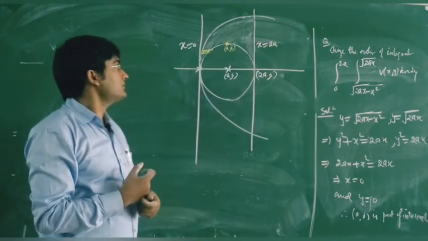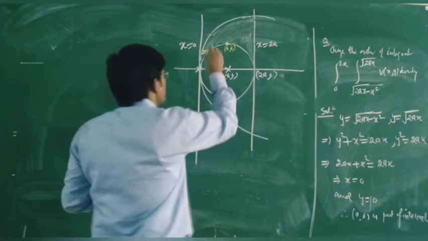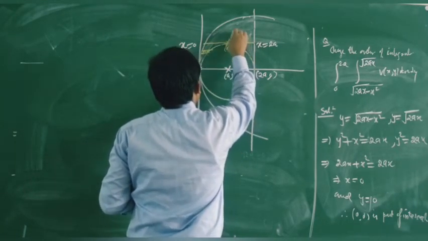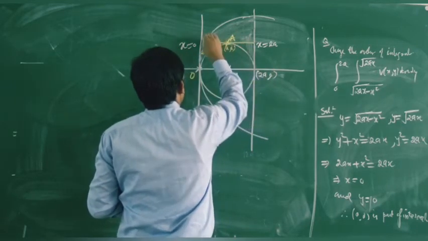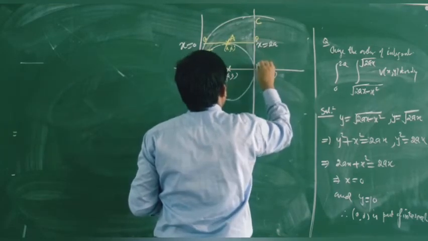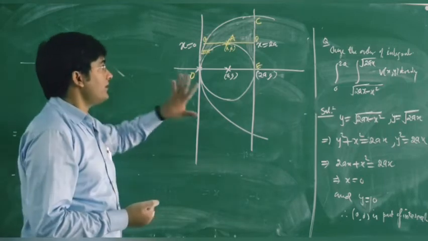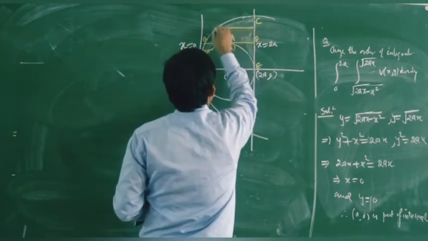So for that we will divide this region of integration in three parts. So let us draw a horizontal line at this point. Say this is your O, A, B, C and then D, B and finally E. So here we have divided our region in three parts. So we will take three horizontal strips.